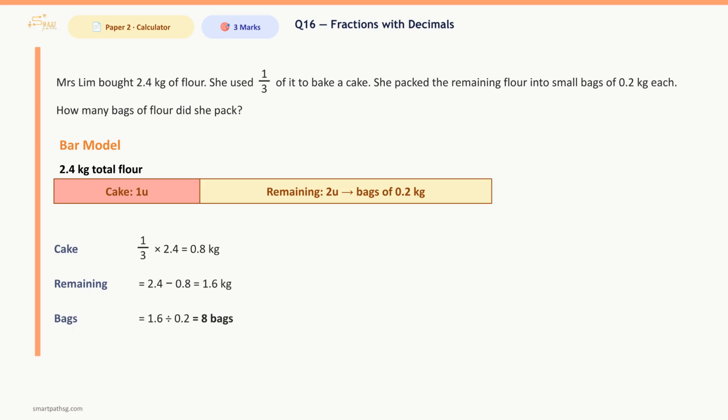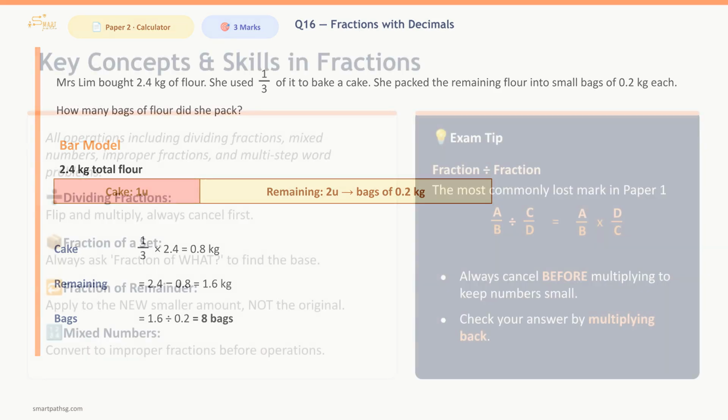Finally, we calculate number of small bags by dividing the remaining flour, 1.6 kilograms, by weight of each small bag, 0.2 kilograms, which gives us 8. Recognizing that decimals are just a special type of numbers, you can proceed with solving such problems as usual.